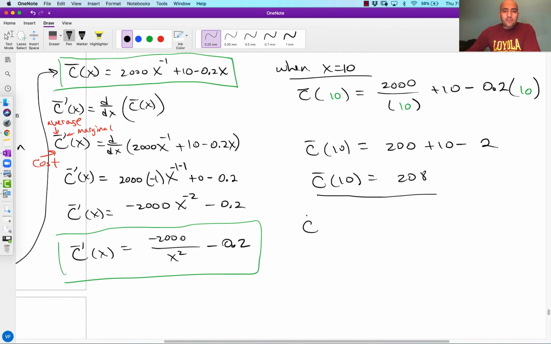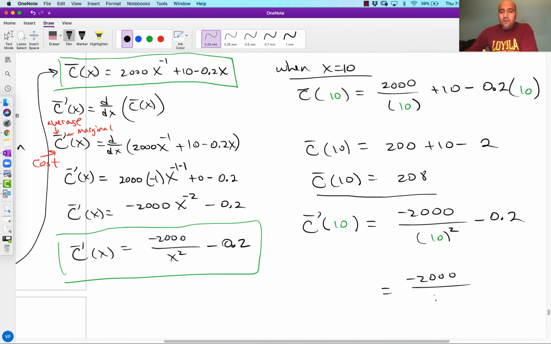On the other hand, C prime of x, the marginal average cost function evaluated at 10, is going to be equal to negative 2,000 divided by blank squared minus 0.2. And so we're going to input a 10 into here. 10, 10. 10 squared is 100. So that would be 100. I'll just copy it down. This is equal to negative 2,000 divided by 100 minus 0.2. Marginal average cost function at a production level of 10. And now two of those zeros cancel, right? It's a nice little trick. So we're left with just minus 20. So it's minus 20 minus 0.2. That's going to be deeper into the negatives, negative 20.2.